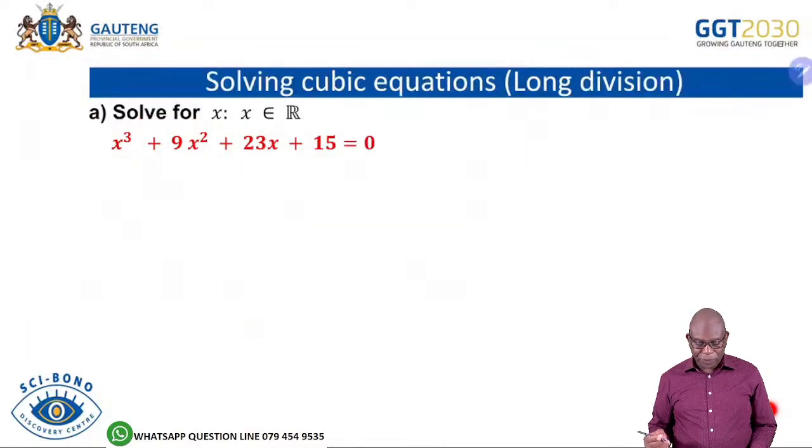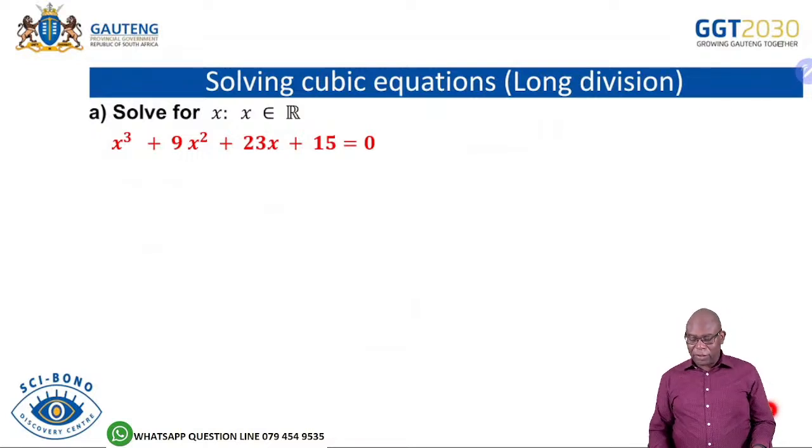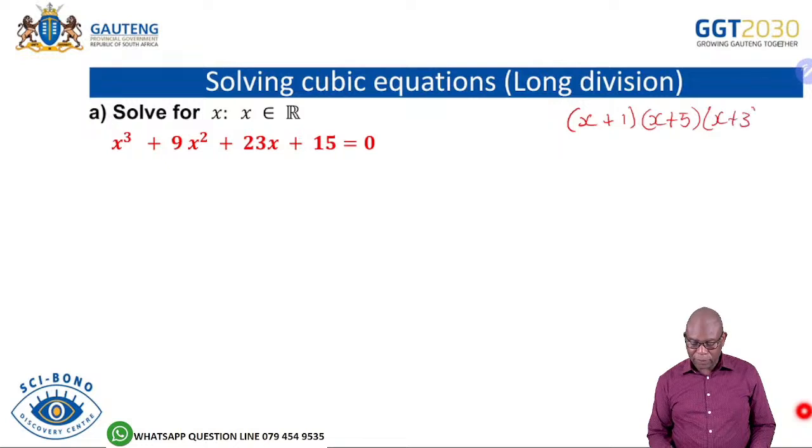Now, the long division, we have already done that. I want to show you that the previous question that I've done, we can get the answer by using the long division also. So here, I'm going to write down the factors that we got. I think it was x plus 1, x plus 5, x plus 3, right.